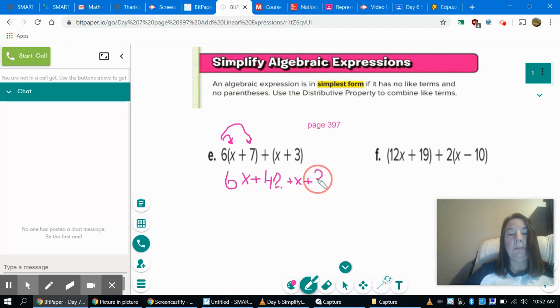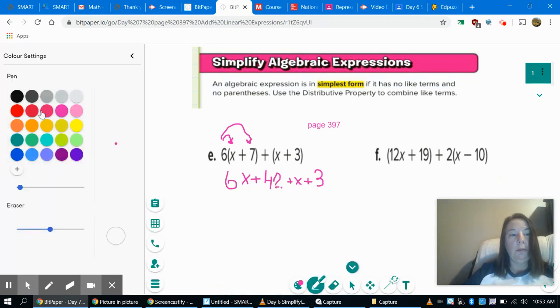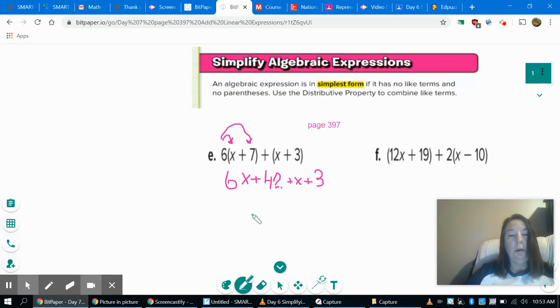just like this. So now we have 4 terms in this algebraic expression, also known as a polynomial, so we need to combine our like terms. So remember, let me go get a different color. Oops, where'd it go? There we go. Let's use green. So we are going to combine our like terms.